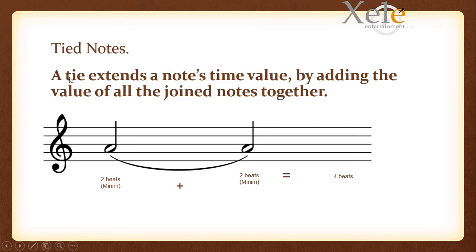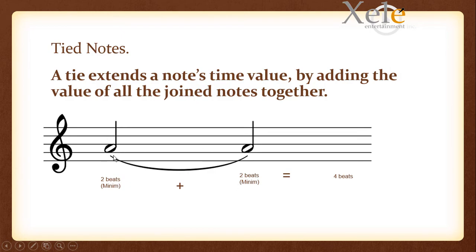Okay, so this is where it gets interesting. How does a tie affect the time value of a note? Well, a tie extends a note's time value by adding the value of all the joined notes together. So you see, these two notes are joined, and what we are going to do is take the value of these two notes and add them together.